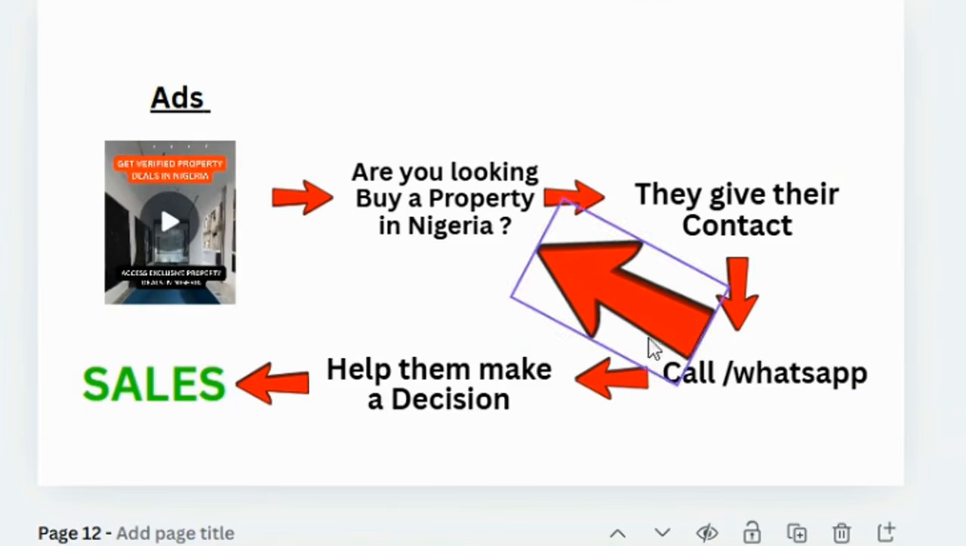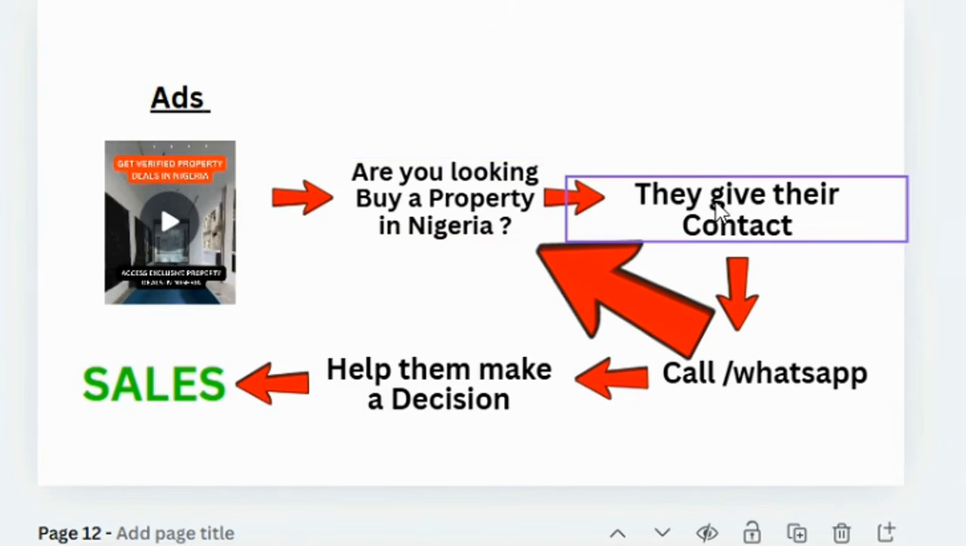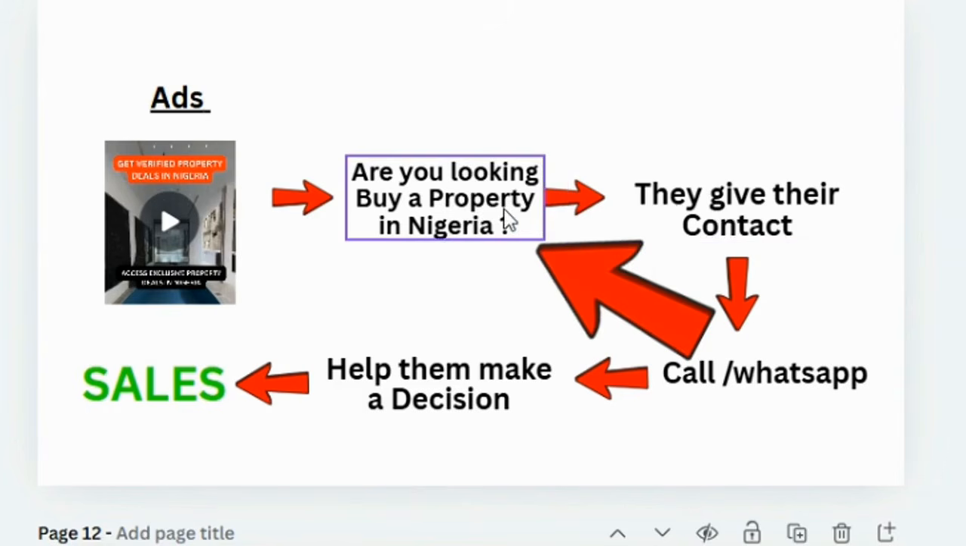That is why this system has helped us to close so many deals. It has helped us to connect with a lot of diaspora big clients. It has helped us break that bridge of not being able to connect with them. The purpose of this is to get their contacts in first, but at the same time, we want to ask them a very important question: are you looking to buy a property in Nigeria?